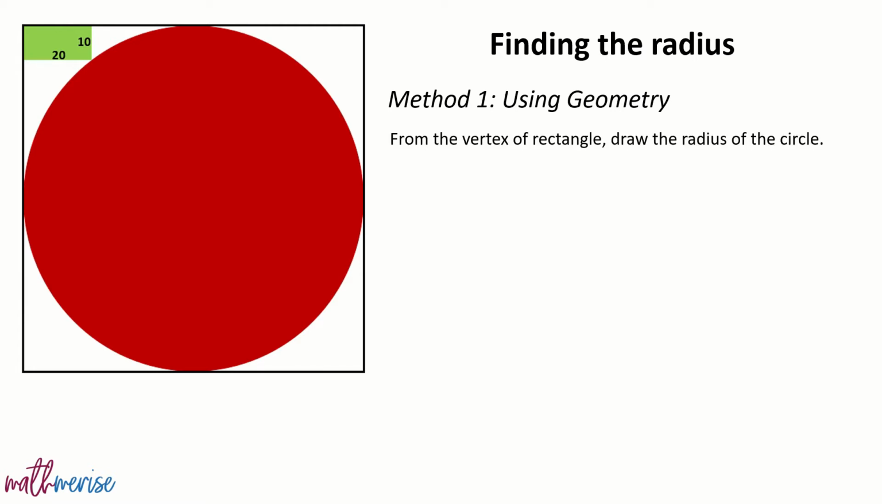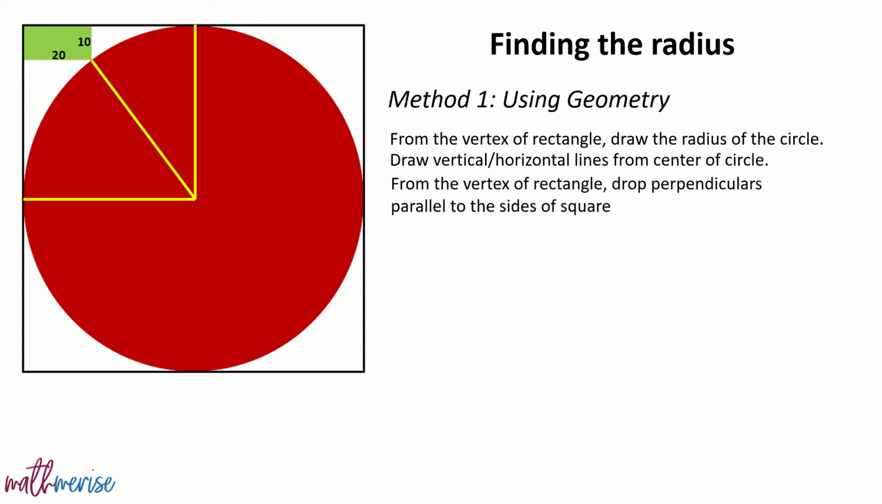From the vertex of the rectangle, draw the radius of the circle. Draw vertical and horizontal lines from the center of circle. From the vertex of the rectangle, draw perpendiculars parallel to the sides of the square. The vertical blue line is 10 less than the radius. The vertical yellow line, that is the radius, consists of the vertical blue dotted line and the breadth of the green rectangle. So the blue dotted line is r minus 10.